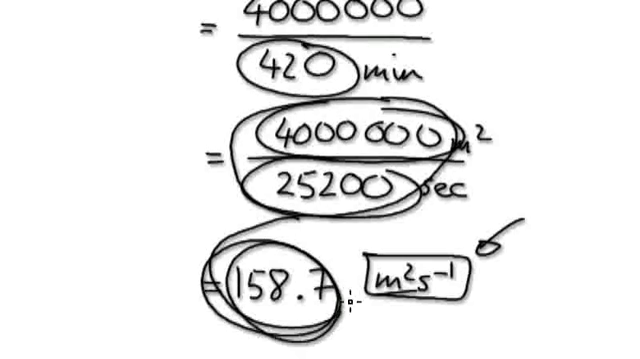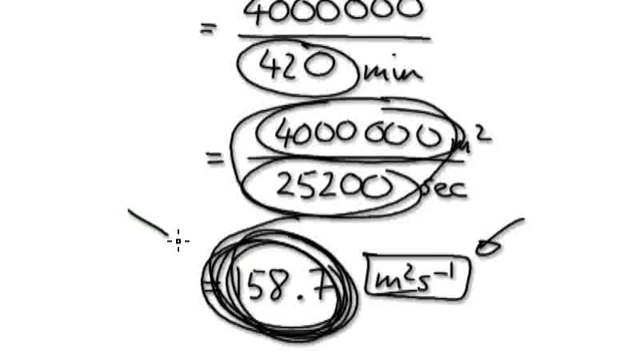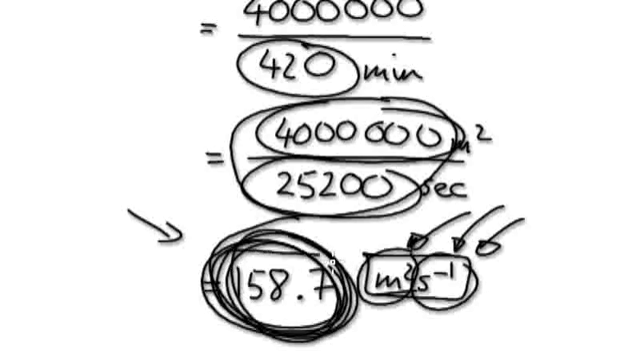This is just an area, and this area here is what I can do in 1 second. Okay, which is pretty fast. So this is your answer: 158.7 meters squared per second. And remember that this here is an area, this here is a time. So I can cover this area in 1 second.